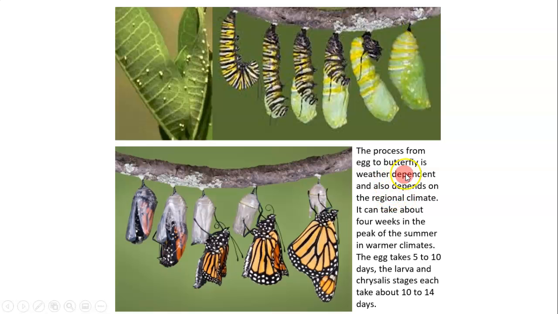Now, the process from egg to butterfly is weather dependent and also depends on the regional climate. It can take about 4 weeks in the peak of the summer in warmer climates. The egg takes 5 to 10 days. The larva and chrysalis stage each take about 10 to 14 days. And if you add that all up, it takes about 4 weeks. And I like this picture here, how it shows the various stages from the caterpillar to the pupa with the chrysalis to emerging out into a full butterfly.